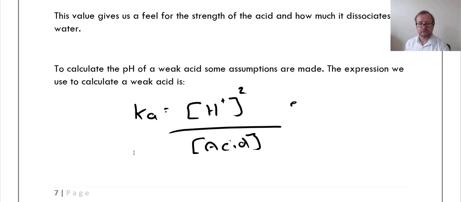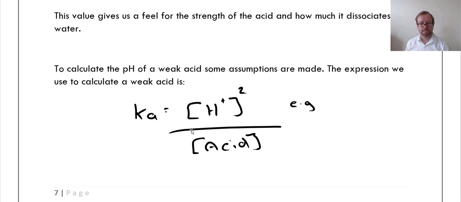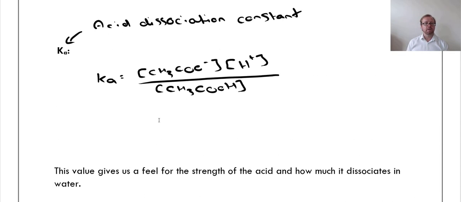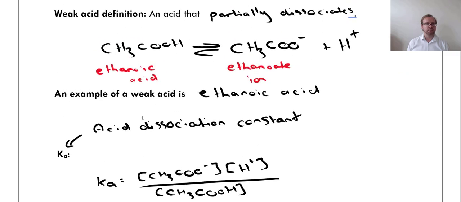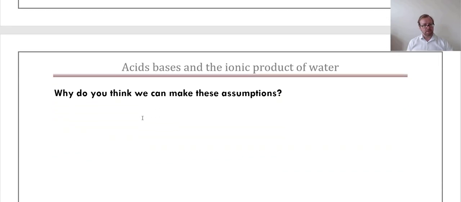For example, if I was going to take my example of ethanoic acid from here, my Ka expression would look like H+ squared, that hasn't changed, over the concentration of my original acid. So this would be my original acid. Okay, makes sense so far? Hopefully does. So why do you think we can make these assumptions? I'm going to let you have a think about it and then we'll come back and go through.